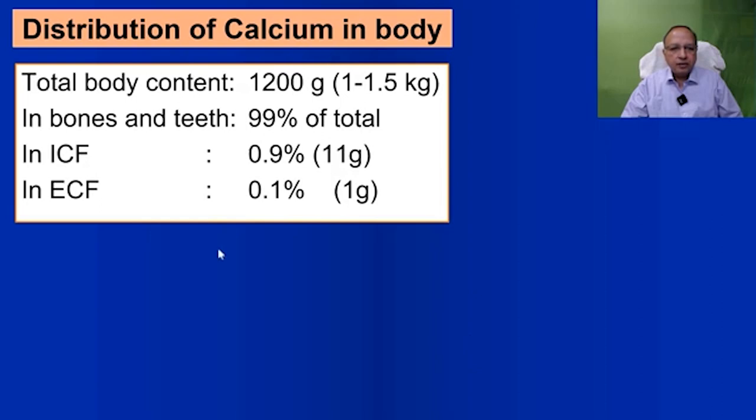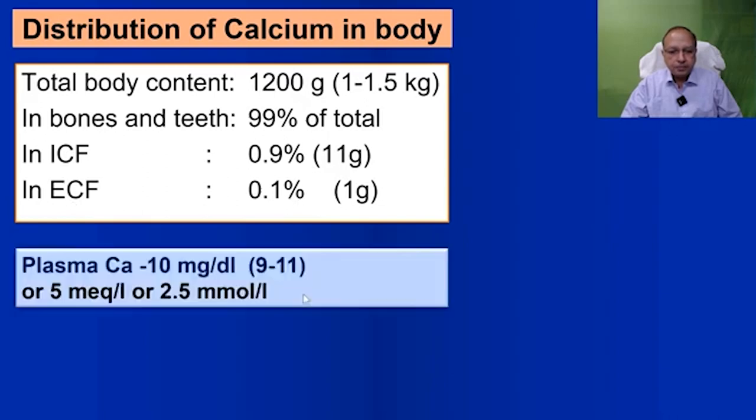So how does the distribution of calcium occur in the body? Roughly we have a total body content of 1 to 1.5 kgs, and nearly 99% of it is present in the bones and the teeth. ICF is roughly 0.9% and extracellular fluid is roughly 0.1%. The plasma calcium level, to remember, is either 10 mg, or 5 milliequivalent, or 2.5 millimoles per liter. So 10 milligram per deciliter, and the range can be somewhere around 8.5 or 8 to 11, or 9 to 11 milligram percent.